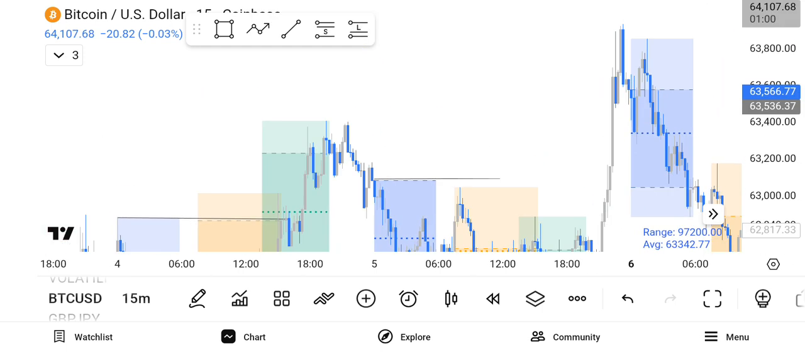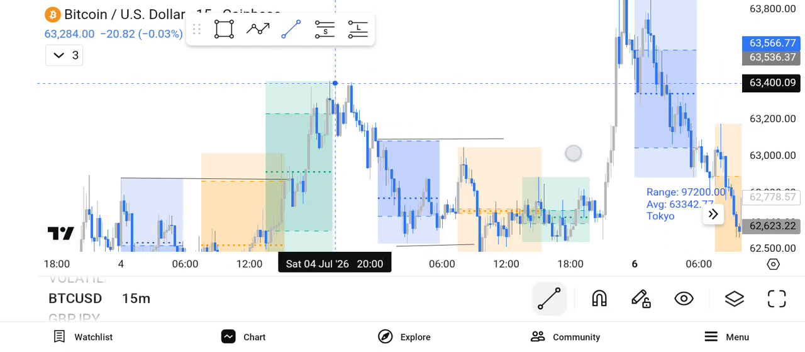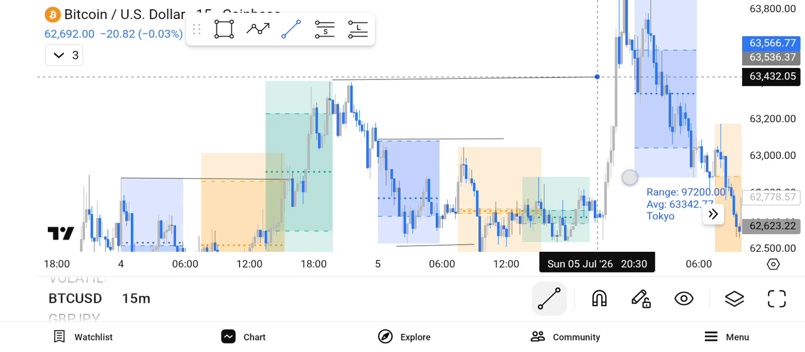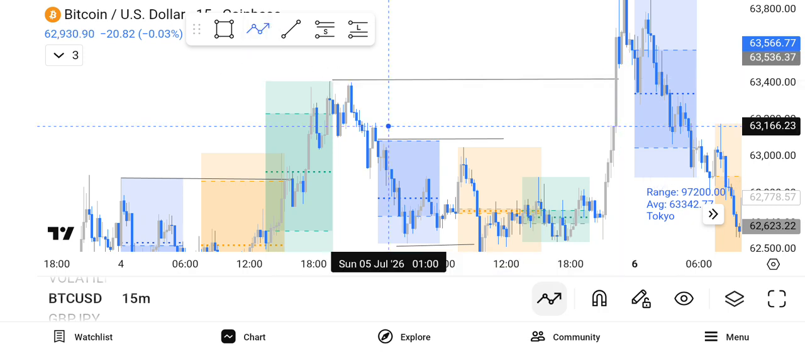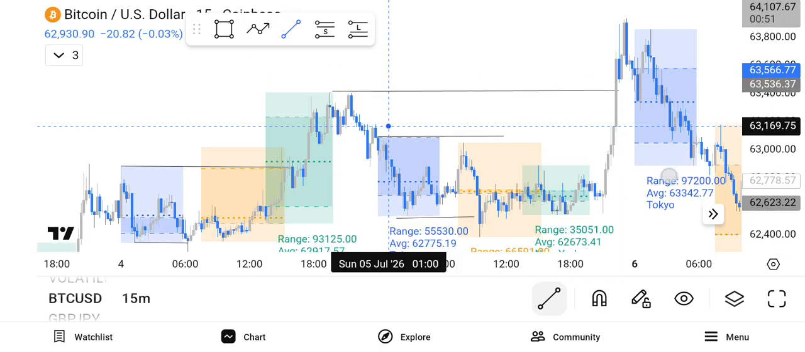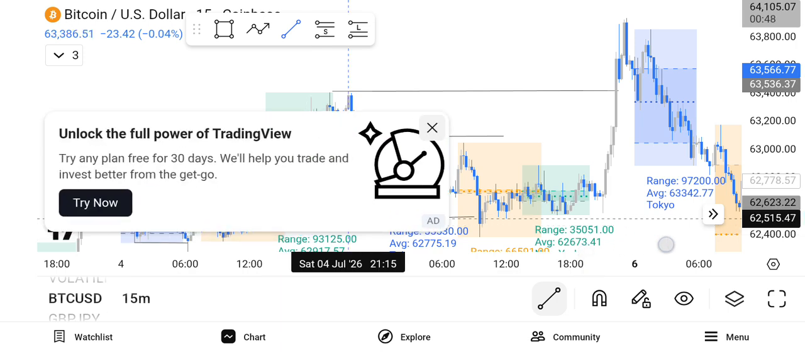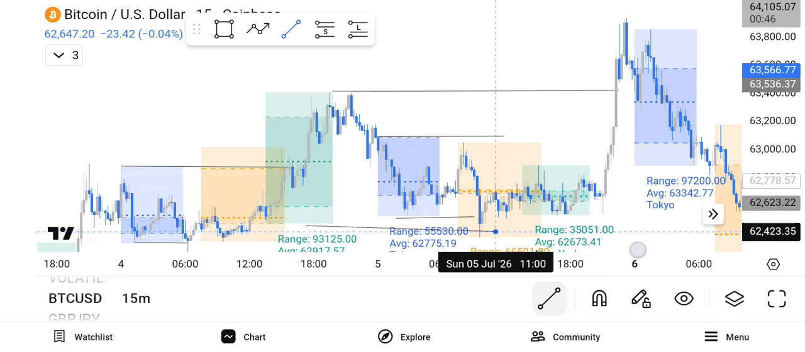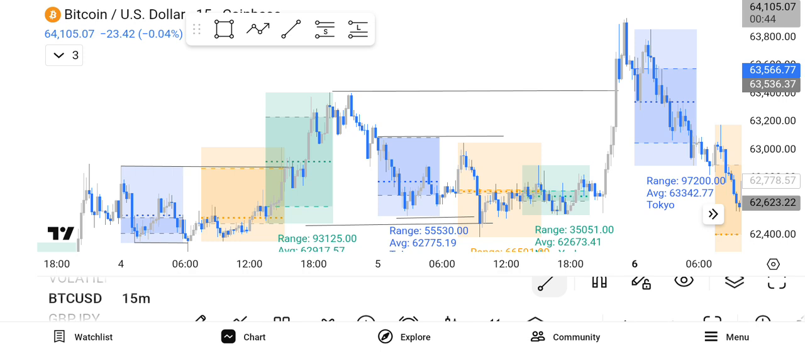Mostly happens to the Asian session. You can see it here. So price takes out the session high. It took out the session low here, just right there. So these are just types of liquidity.